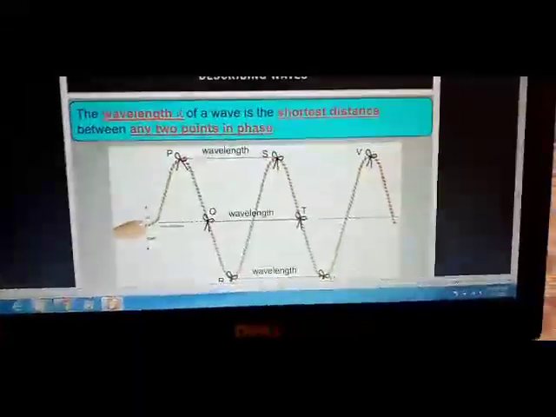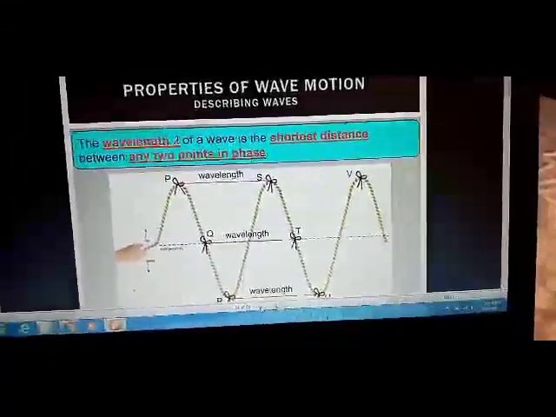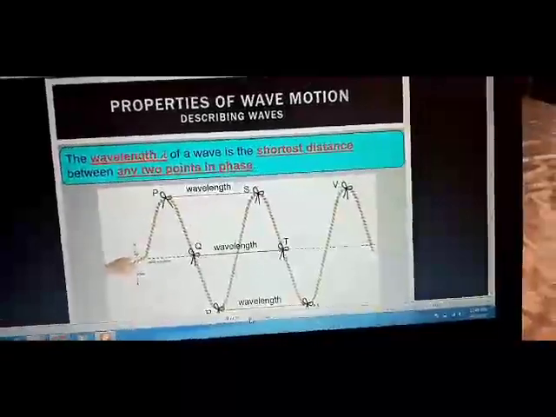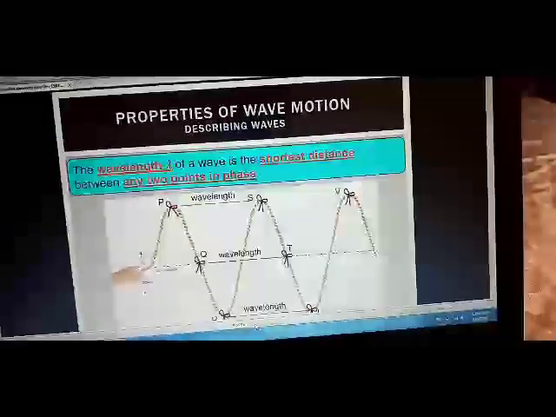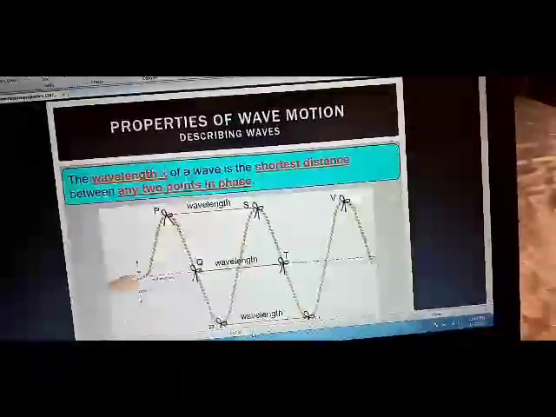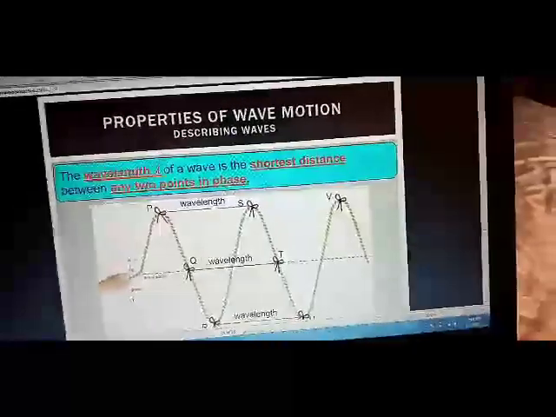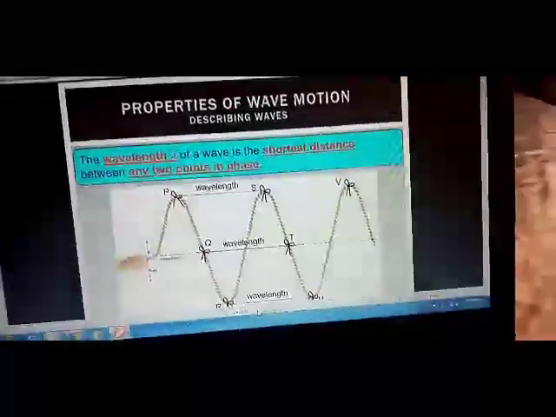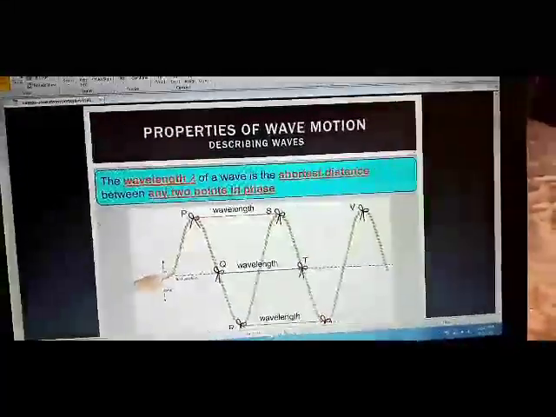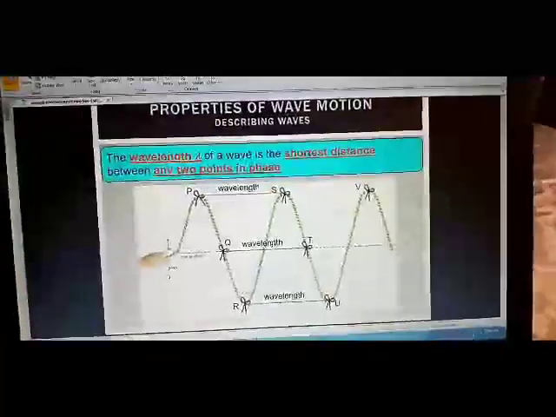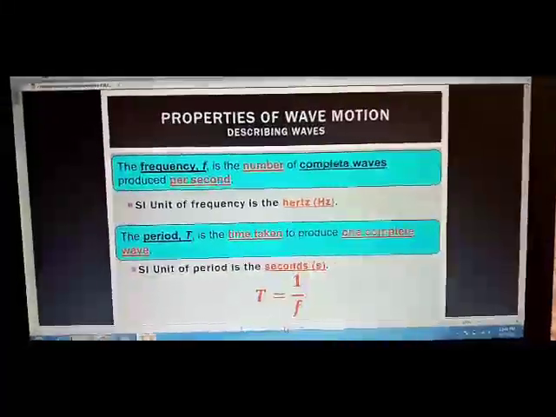Now, what is wavelength? The wavelength is the shortest distance between any two points in phase. Now, the distance between the P and S points is the wavelength. Q and T is the wavelength. R and U is also the wavelength. Okay. Now, next, about the frequency.